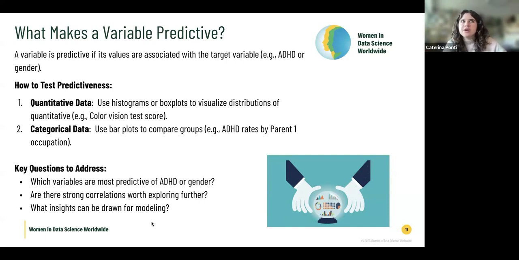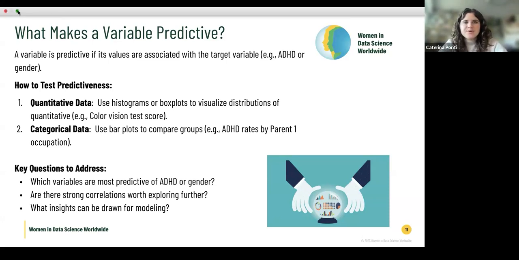That's something I think we're gonna go over next in the notebook. So, key questions to keep in mind when going over EDA, just as a general overview: which variables are most predictive of ADHD and gender? You want to know those because they're going to make your machine learning model way stronger when you're building it. And are strong correlations worth exploring further? So you want to find these correlations and what insights can be drawn for modeling.